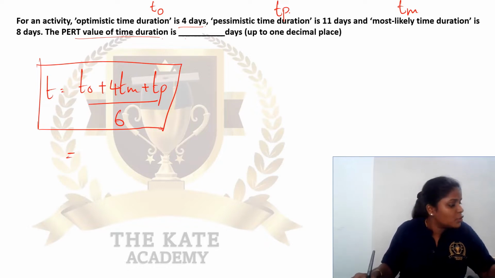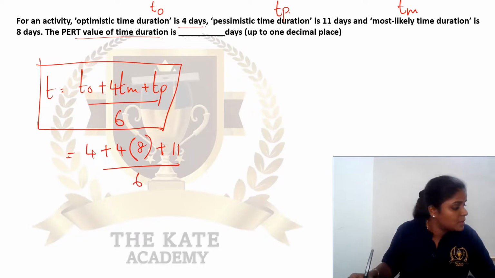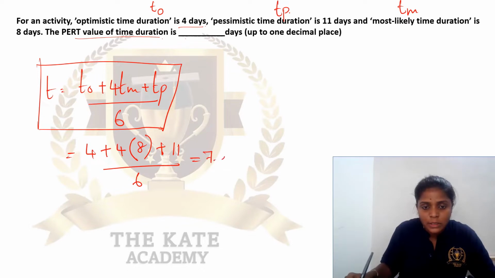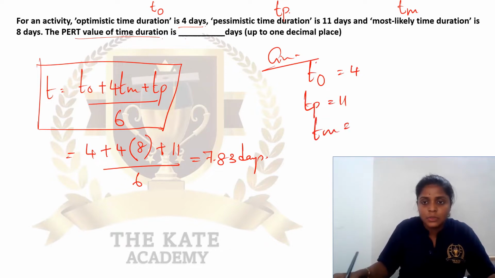So substituting, we will be getting (4 plus 4 into, what is your Tm over here? 8, plus TP is 11) divided by 6. So which you will be getting 7.83 days. Okay. Always write the given first, which is TO is equal to 4, TP is equal to 11, Tm is equal to 8. Okay, what we are asking for.